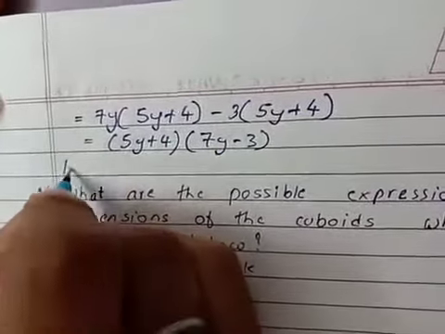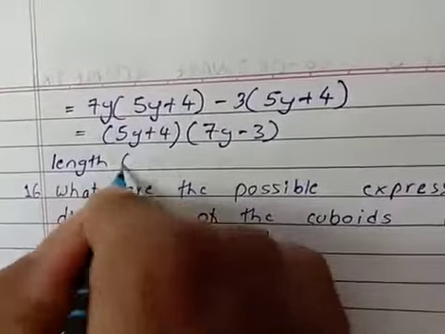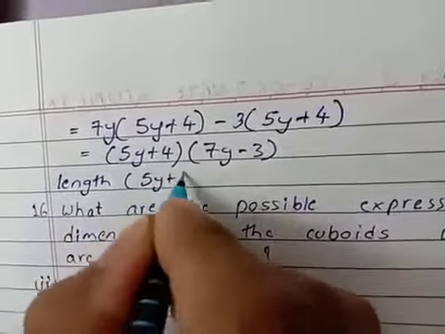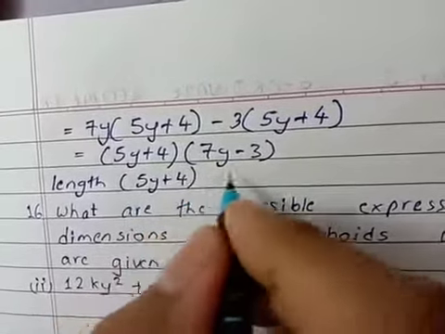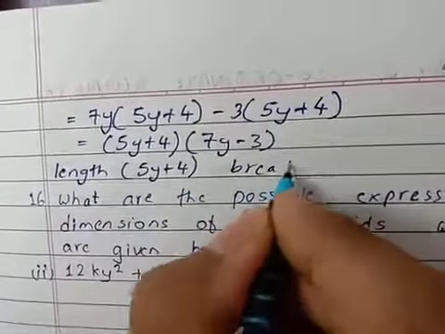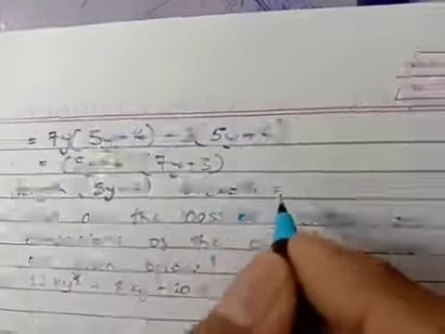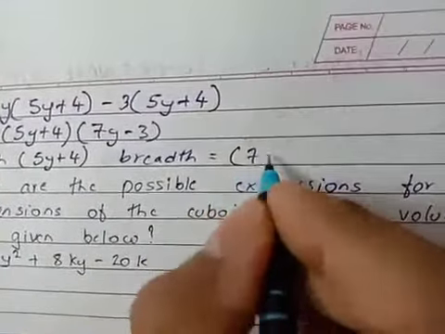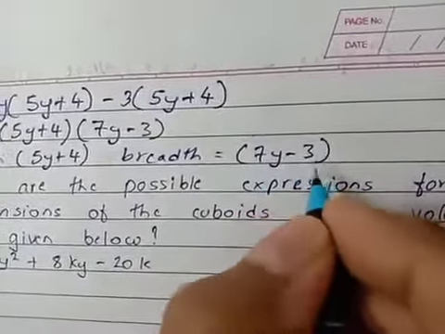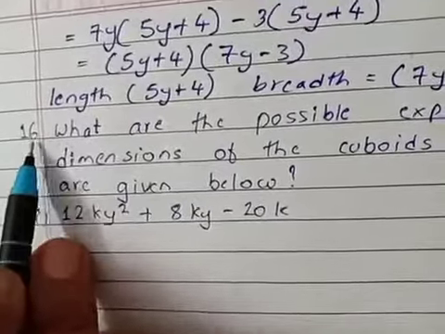So now the length is 5y plus 4, the greater number, and the breadth is equal to 7y minus 3.